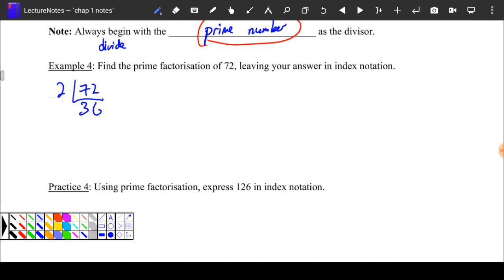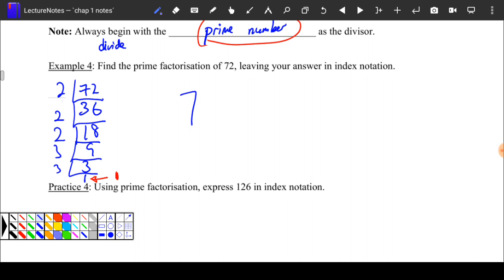So let's try 2. So what do I get? 36. Divide by what again? 2. 18. Divide by what again? 2. What do you get? 9. Very good. Divide by 3. What do you get? 3. Divide by 3. Then you get 1. Not 0. This is 1, because 3 over 3 is 1. Now, how do I write in prime factorization?